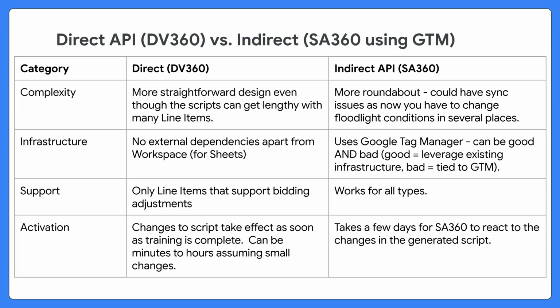As a summary, this table compares the direct API approach for DV360 with the indirect API for SA360 across categories like complexity, infrastructure, support, and activation. The key insight here is the distinction between these two approaches. With DV360, we have direct API interaction for custom bidding scripts, offering precise control. For SA360, it's an indirect GTM approach, where a JavaScript routine assigns relative values to influence bidding. Both methods are designed to bring the power of your first-party data into Google's advertising ecosystem, just tailored to the specific capabilities of each platform.